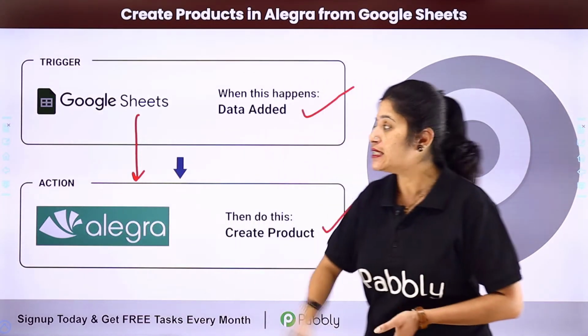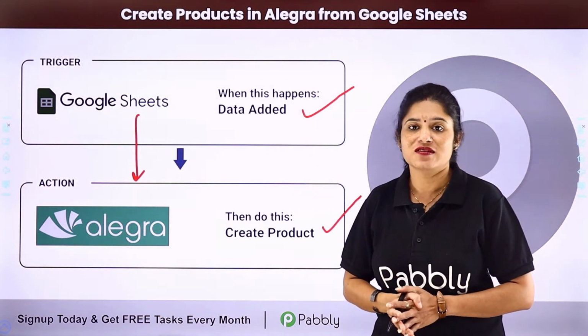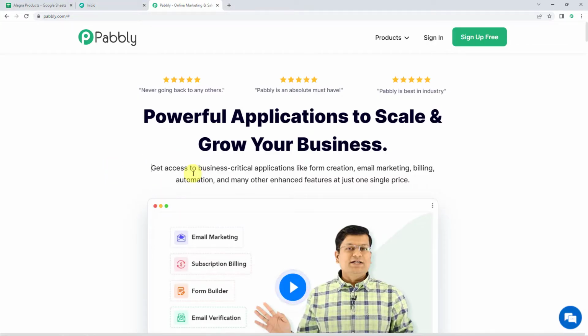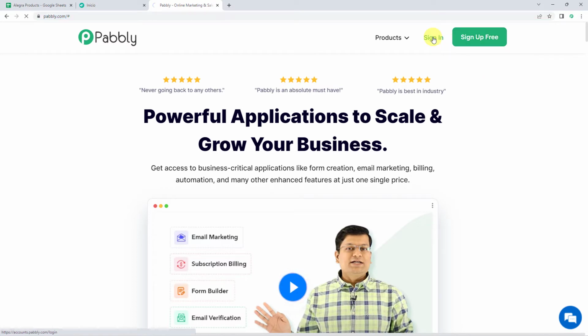So how can you integrate both these software applications using Pabbly Connect? For that, you need to come to my screen. To integrate Google Sheets with Alegra, first we need to log into pabbly.com. This is the website of Pabbly, and here we can find two options: sign in and sign up free. If you are a new user, just click on the sign up free button and you can create your own account in just 2 minutes and you're going to get free tasks every month. If you are already a user of Pabbly Connect, simply sign in.